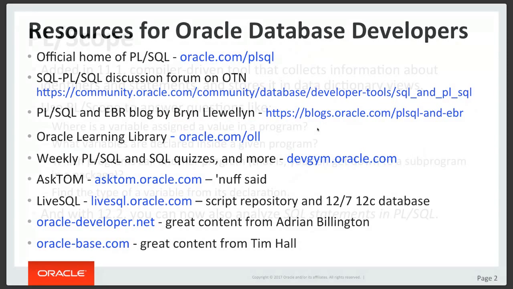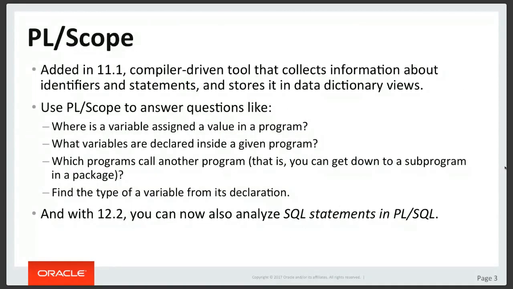So, PL Scope. PL Scope was first added in 11g Release 1, and it's a compiler-driven tool that collects information about identifiers and statements in your code. In other words, all the named objects in your code and the SQL statements, and it stores that information in data dictionary views. So why would you use PL Scope?